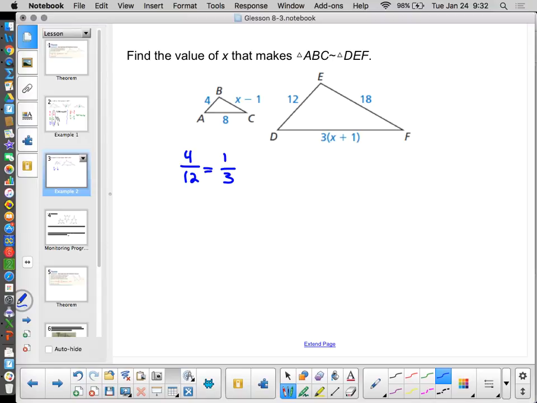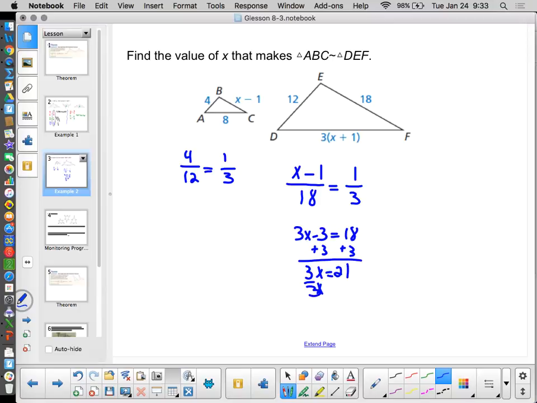So I could do it a couple different ways. I could say that the medium side over the medium side has to reduce to 1/3, and then cross multiply and solve. So 3x minus 3 equals 18. We add 3 to each side, and I get 3x equals 21, divide by 3, and x equals 7. And we've solved for x.